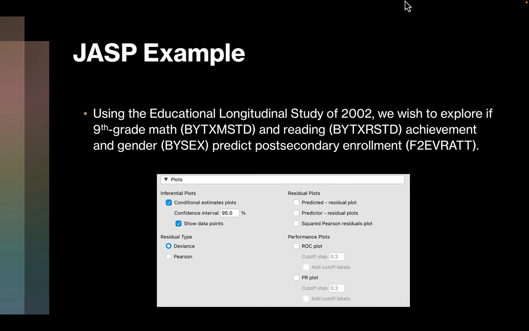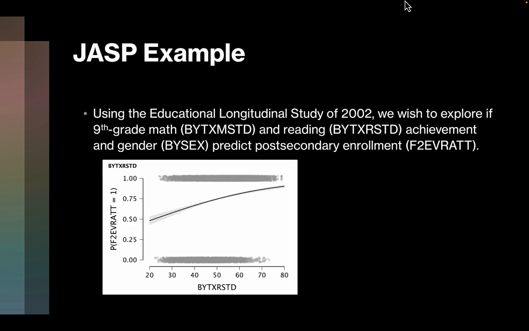All right, and I want you guys to be able to do figures for logistic regression if you choose to do this for your project, so you can export some of these figures. So let's go back to the left-hand side in JASP, and let's select inferential plots, conditional estimate plots, and show data points. And what we're seeing here is we're getting a logit curve for each independent variable on the probability of enrolling in post-secondary.